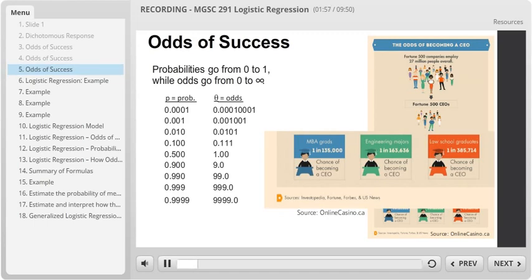Note that probabilities go from 0 to 1, while odds go from 0 to infinity. An event that is just as likely to occur as not to occur has odds of 1, or 1 to 1. The more likely the event is to occur, the higher the odds.